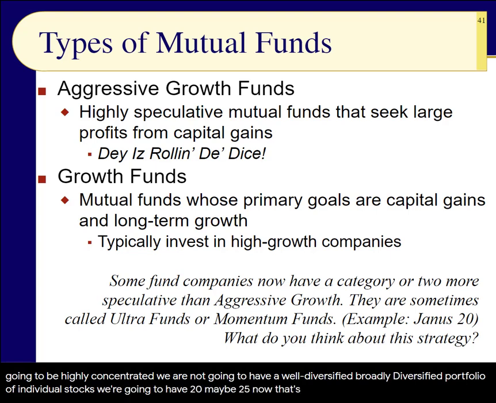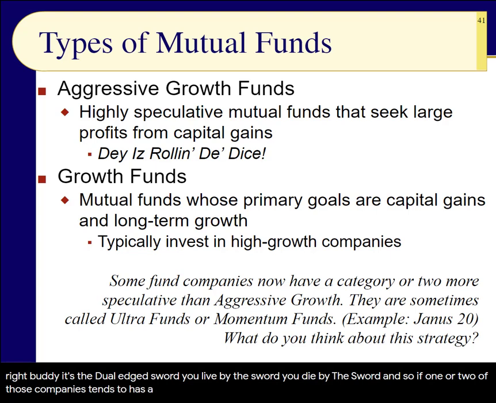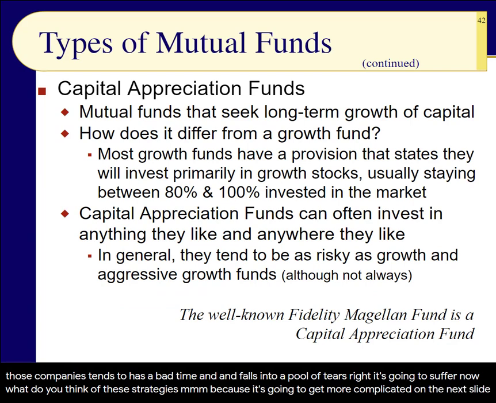Now that's great if they choose 20 good stocks, right? But it's the dual-edged sword. You live by the sword, you die by the sword. And so if one or two of those companies has a bad time and falls into a pool of tears, right, it's going to suffer. Now, what do you think of these strategies? Because it's going to get more complicated on the next slide.